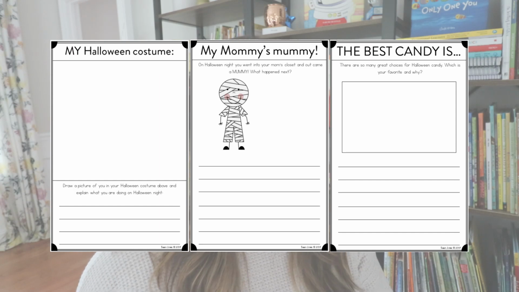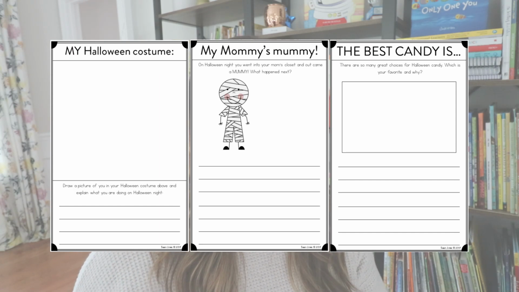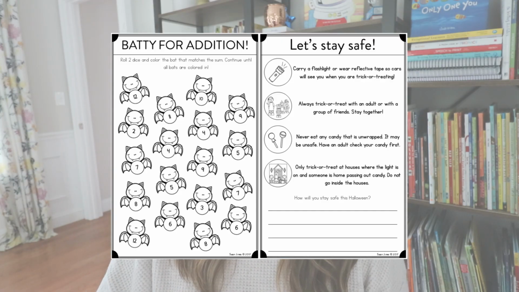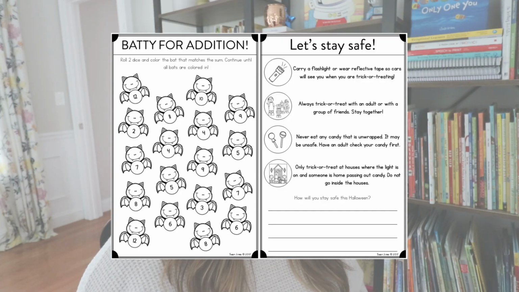There are 3 different writing prompts with illustrations, a quick addition practice game, and then there's a page to share some Halloween safety tips before students go out trick-or-treating. With Halloween falling on a Monday this year, that type of little mini book is something I would do with my students throughout the day on Monday before they go out on Halloween night.